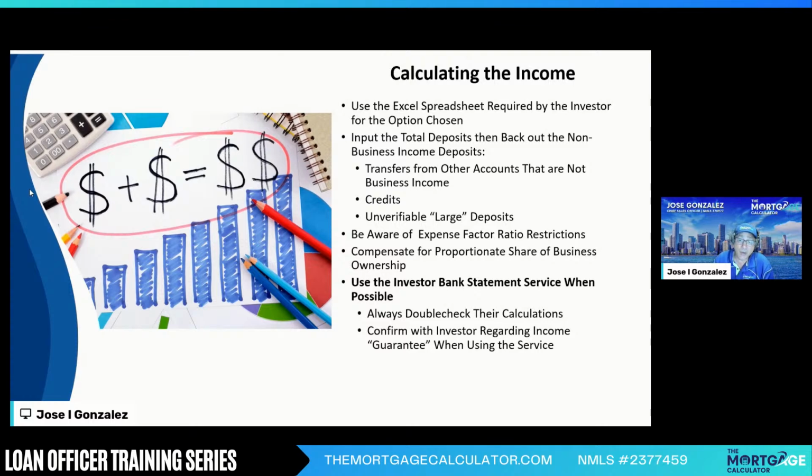But make sure that once you have identified where the loan is going, you review the guidelines and see if they have a bank statement income calculation service. Most of them now have some type of service where you upload the statements and usually a business narrative letter. They will review the statements and then reply with the completed form and the income. Of utmost importance is to confirm with the investor regarding the income guarantee when using the service, and make sure you double check their calculations. Sometimes they do make mistakes.